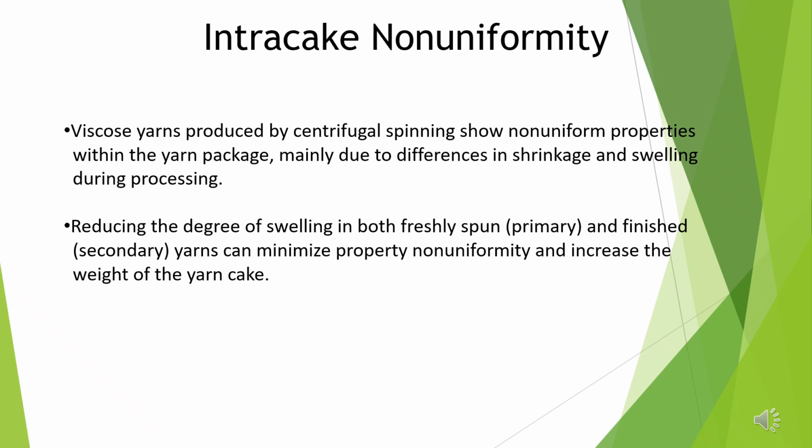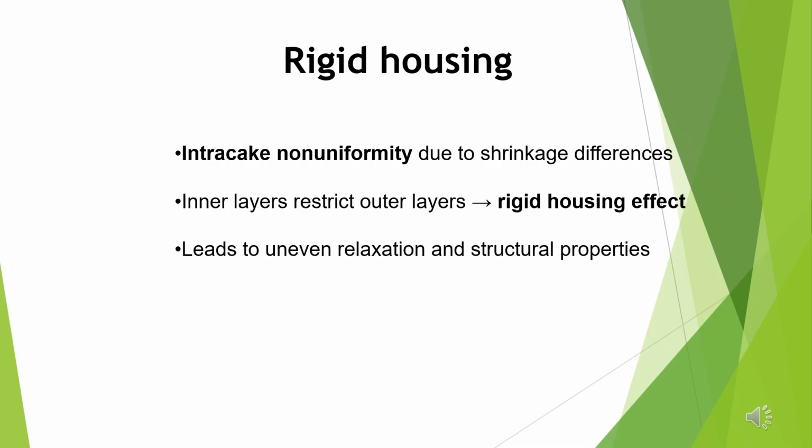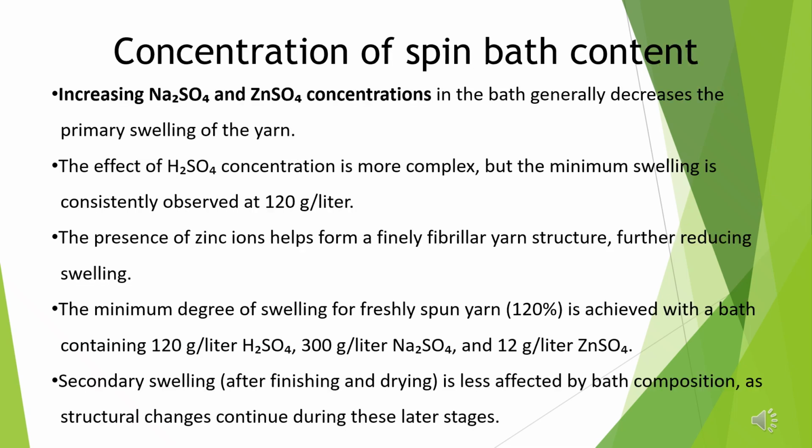Viscose textile yarns produced by centrifugal spinning show property non-uniformity, and how precipitation bath composition can be optimized to reduce swelling and improve cake weight. Viscose yarn cakes suffer from non-uniformity because inner layers prevent outer ones from shrinking fully. This creates a rigid housing effect, resulting in uneven relaxation and fiber properties.